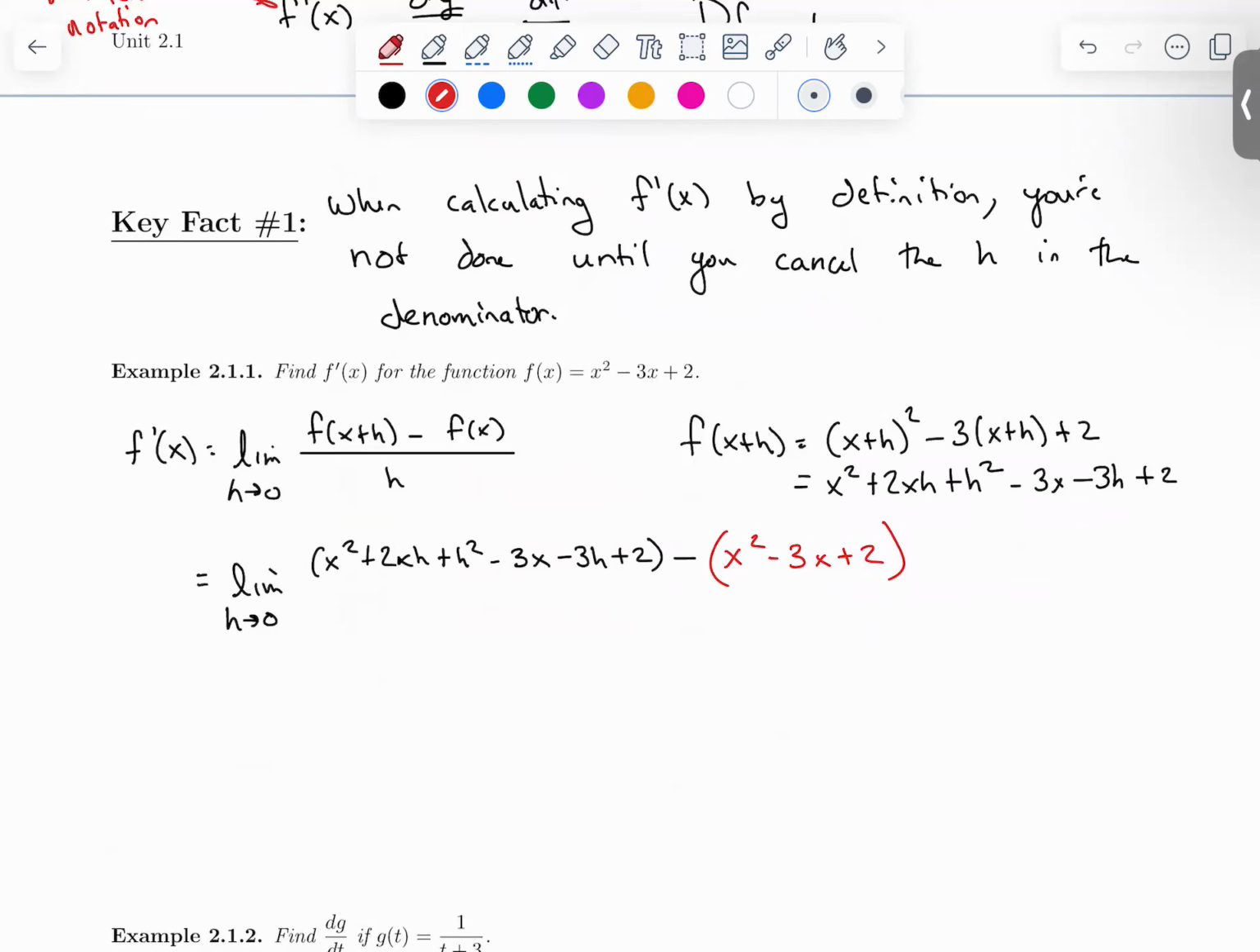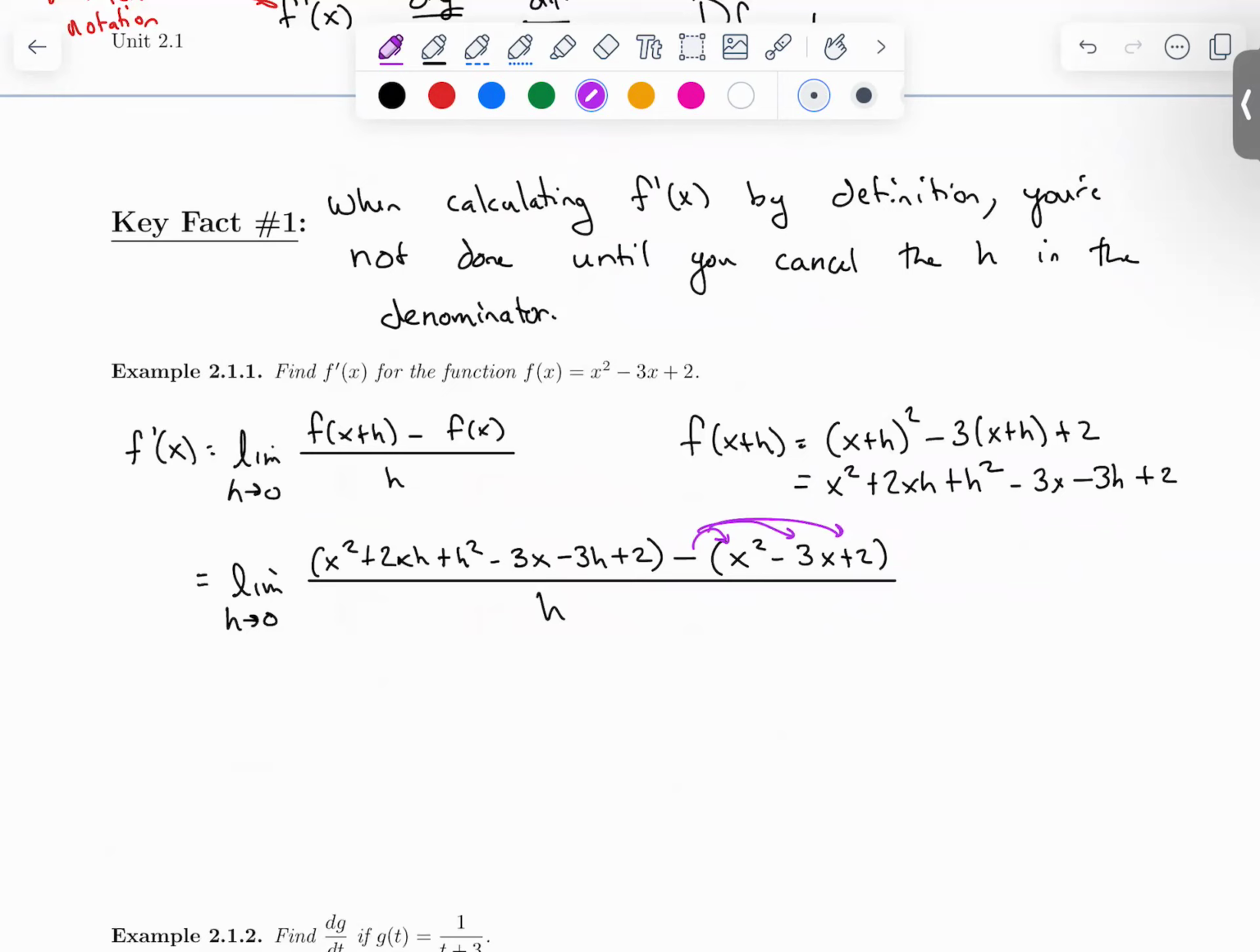Please put the parentheses. It's 2 extra lines. I know I joke about carpal tunnel, but this is worth the risk of increasing your chance of carpal tunnel. Put the parentheses. X squared minus 3x plus 2, all divided by h. And then that minus sign needs to get distributed in.